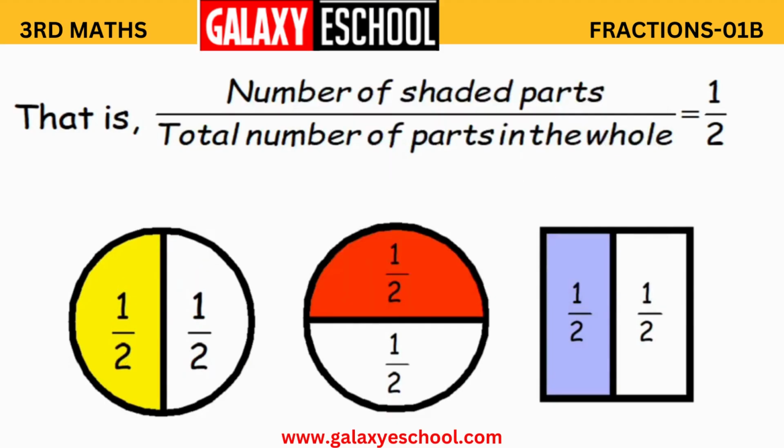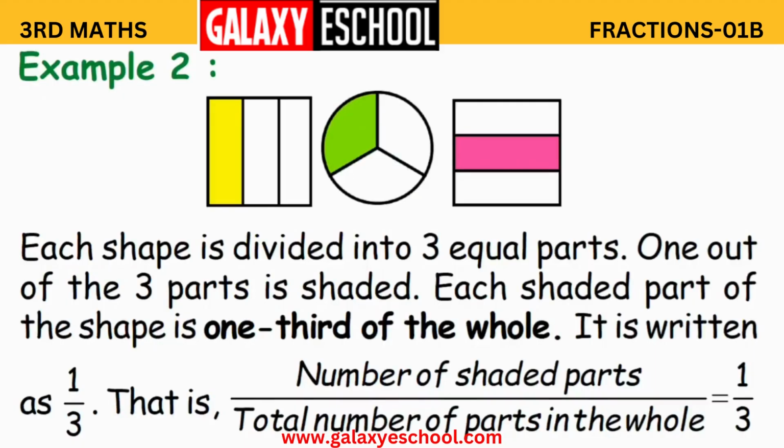Children, next, example 2. Each shape is divided into 3 equal parts. Here we have 3 shapes and each shape is divided into 1, 2 and 3 equal parts. So, one out of the 3 parts is shaded. How many parts are shaded if you observe? Only one part is shaded. Each shaded part of the shape is 1/3 of the whole. We learned, right? It is only one of the 3 parts.